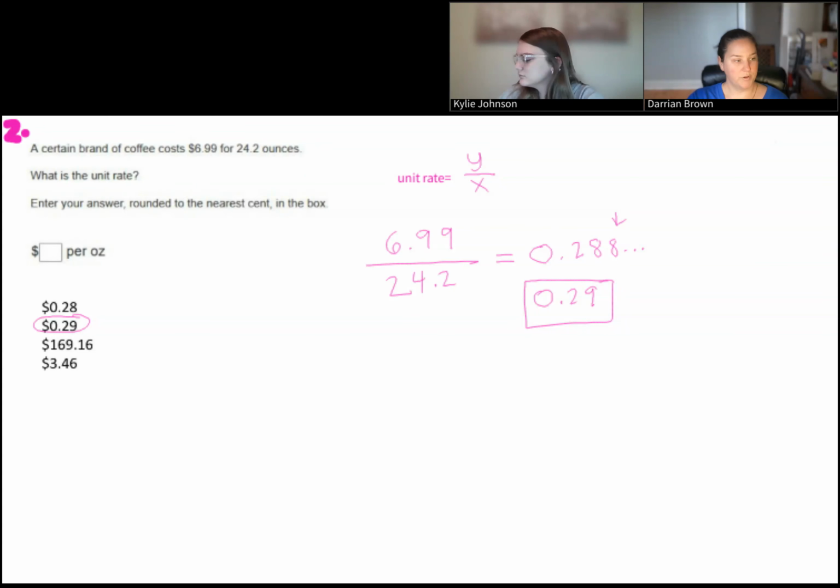So just remember, when you have a word problem that you're finding the unit rate for, you have to figure out which one goes on the top, which one goes on the bottom. And typically when you're talking about money, that's almost always going to be on the top, because you're going to want to know how much it costs per something. All right, any questions on number 2 before we move on to number 3? Is anybody still writing?